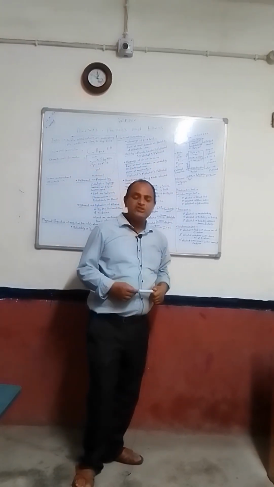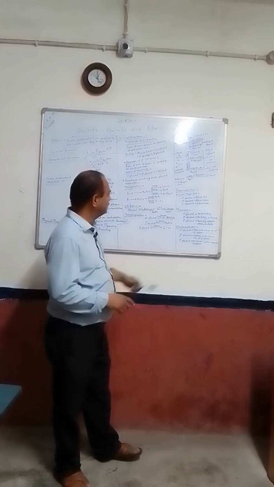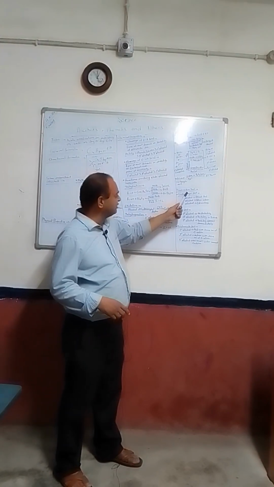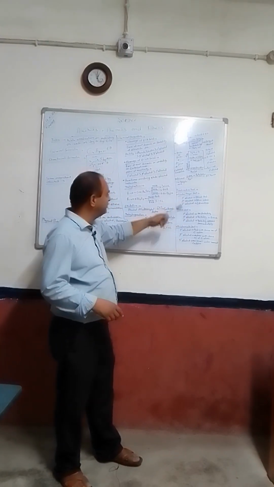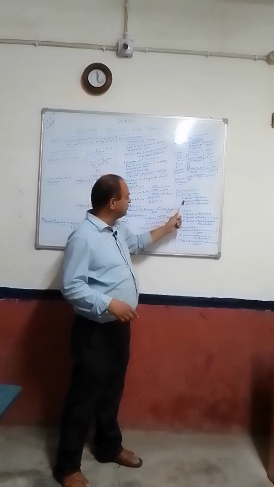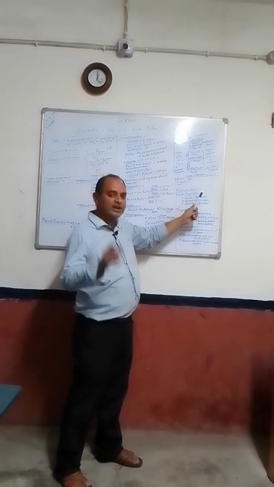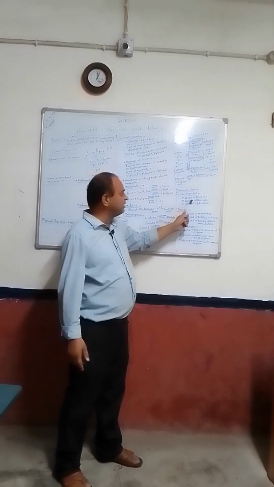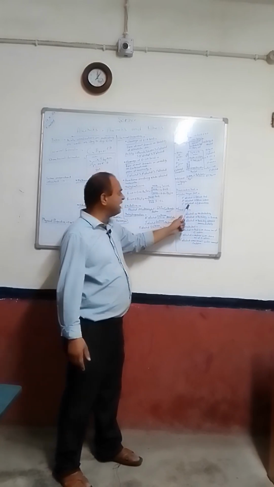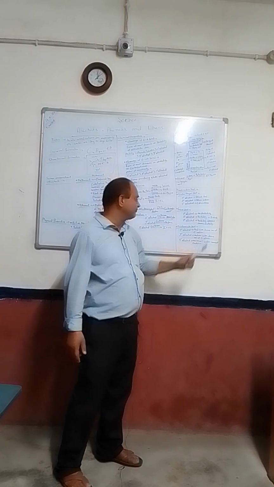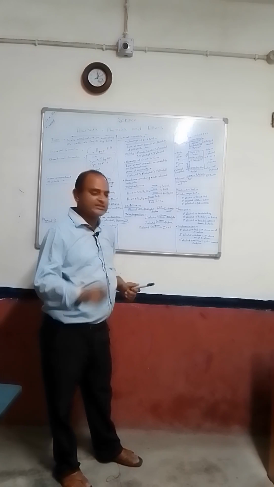The next is distinctive tests, the tests which are responsible for the distinctions. One is the Victor Meyer test. Here 1 degree alcohol gives us blood red color, 2 degree alcohol gives us blue color and 3 degree alcohol is colorless. The next is Lucas test.